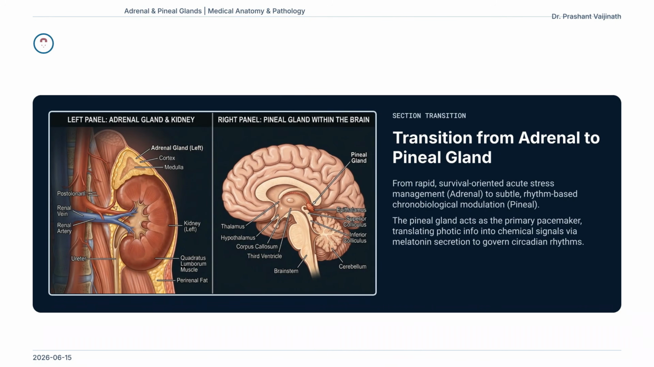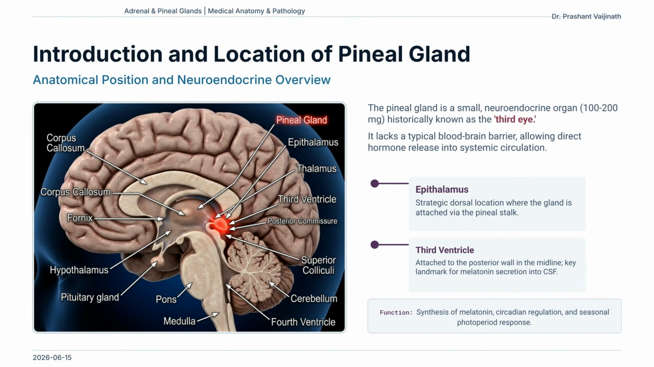We now transition from the adrenal gland's rapid, survival-oriented stress management to the pineal gland's subtle, rhythm-based chronobiological modulation. The pineal gland is the primary pacemaker, translating light information into chemical signals via melatonin secretion to govern circadian rhythms. The pineal gland is a small neuroendocrine organ, sometimes called the third eye, and lacks a typical blood-brain barrier. It's strategically located in the hypothalamus, attached to the posterior wall of the third ventricle.